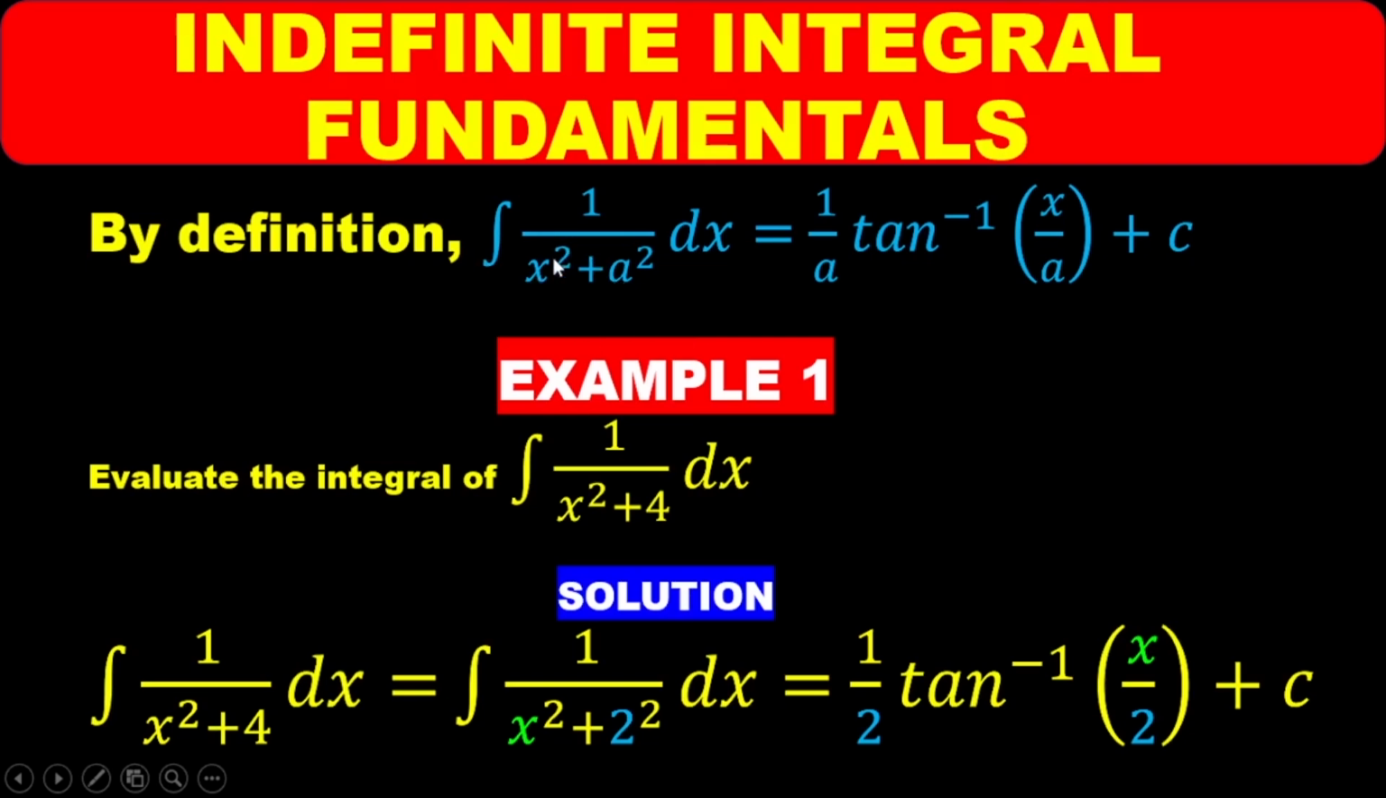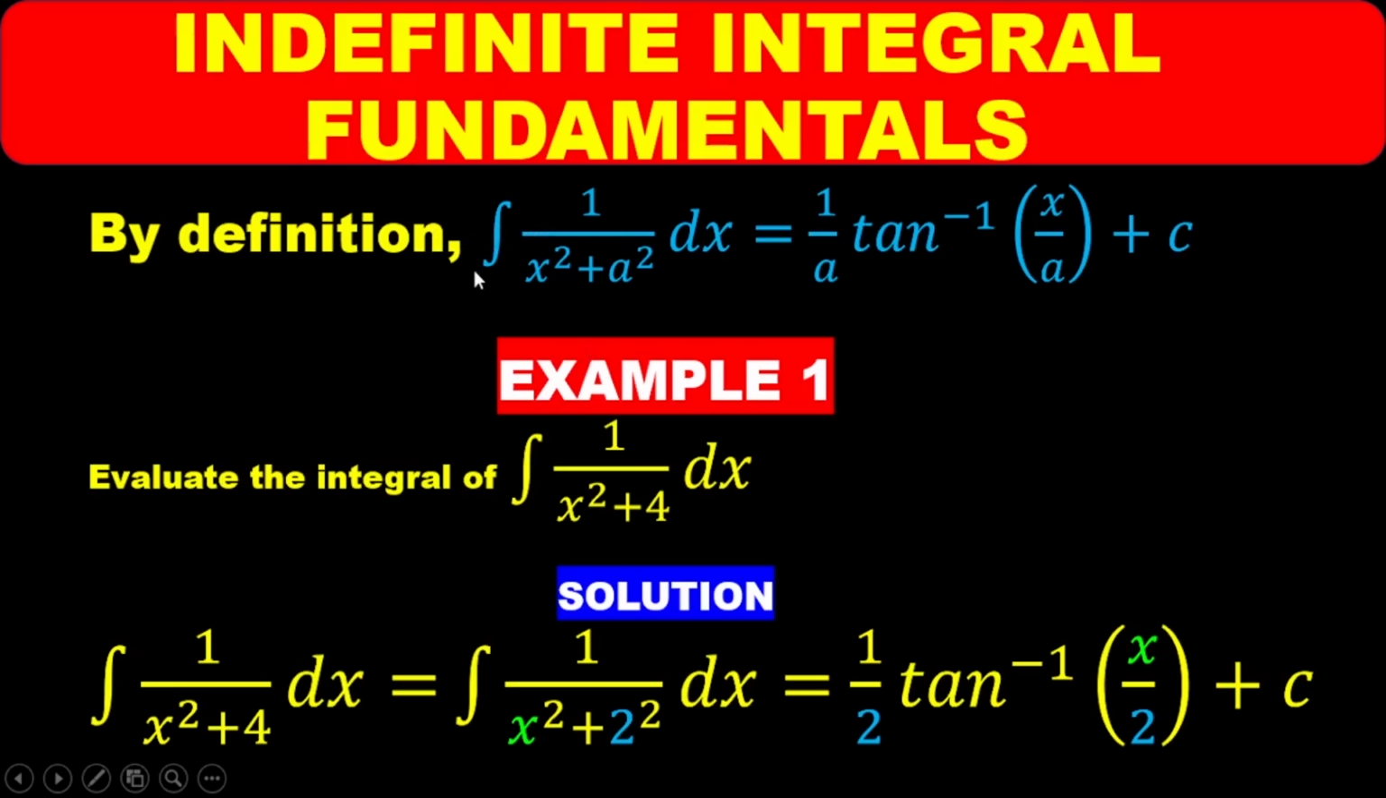Remember, we don't consider the exponents, but the standard definition states that the integral of 1 over x squared plus a squared dx, provided you have a perfect square here and a perfect square here, is going to be this integral. Now we have plus c because this is an indefinite integral. So for an indefinite integral, you need to introduce a constant.